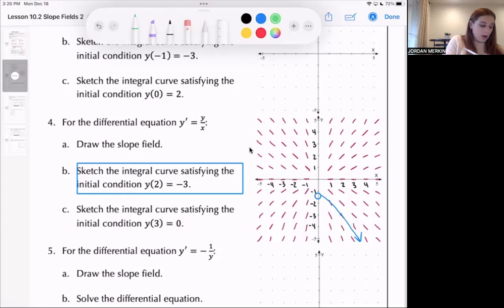Okay, let's go ahead and do the one for part C. We're going to sketch using the initial condition (3, 0), which is right here. And it looks like we just get a horizontal line going this way. And then be careful when you run into that undefined part, it's an open dot, and we stop.